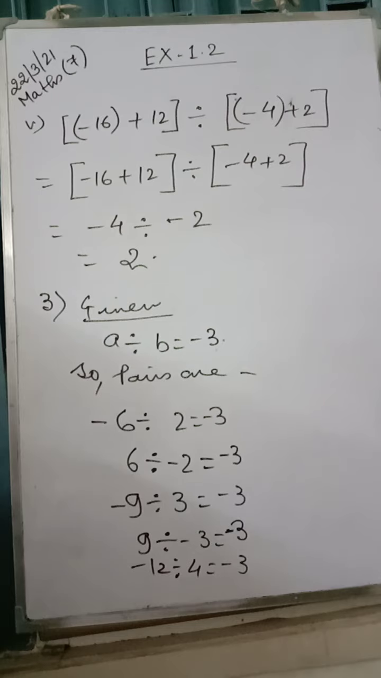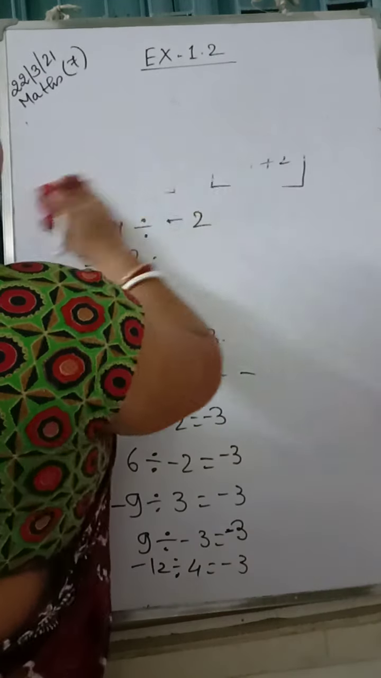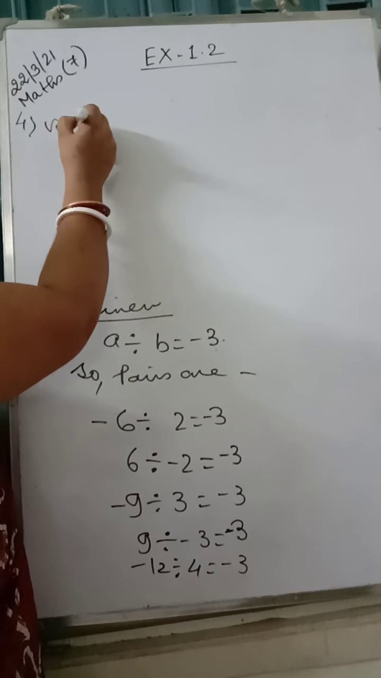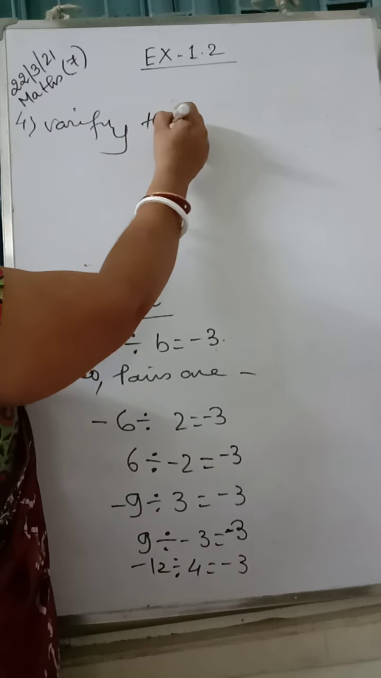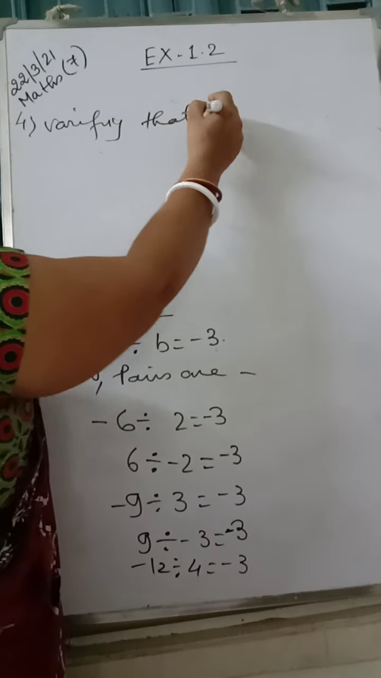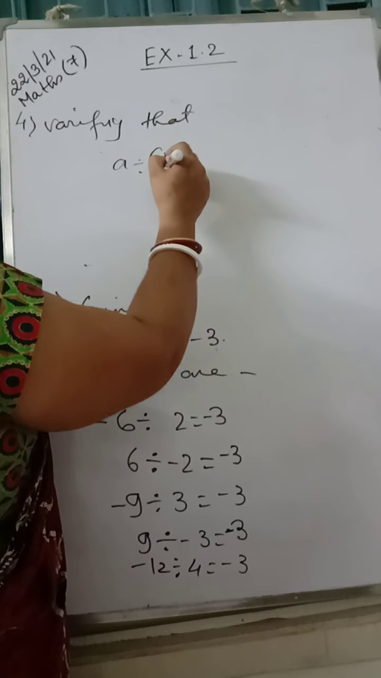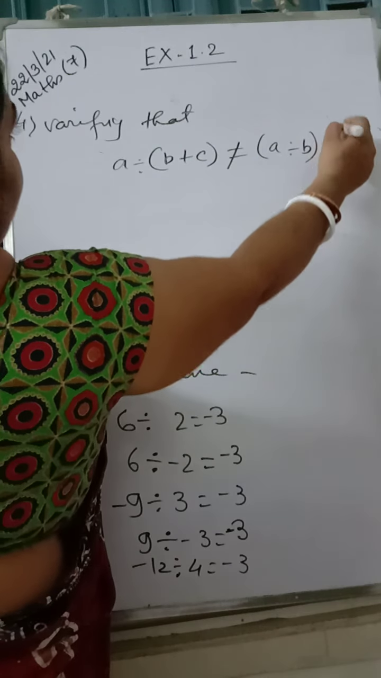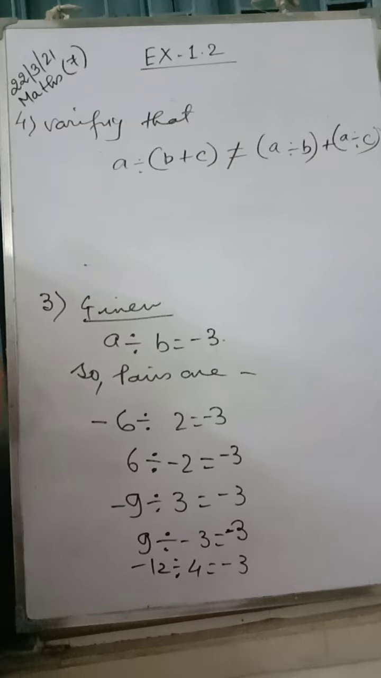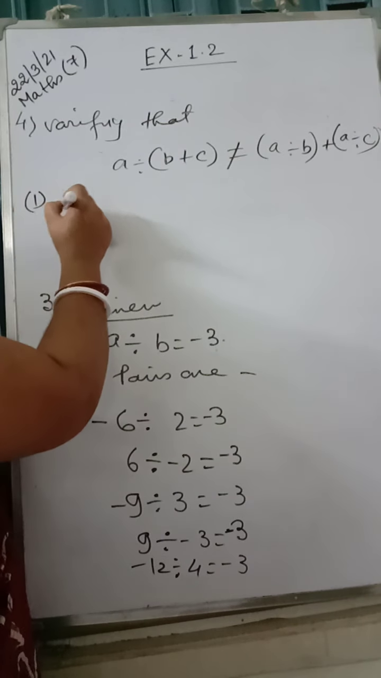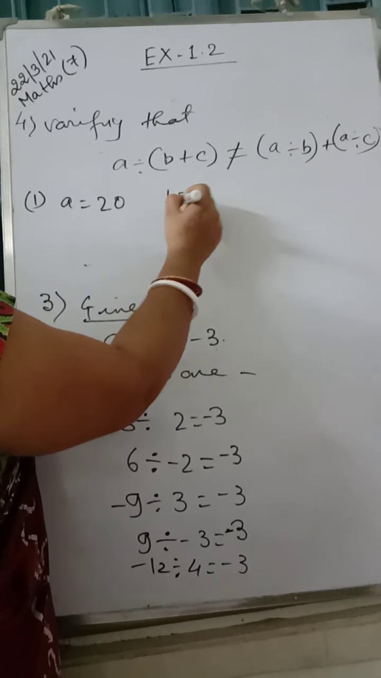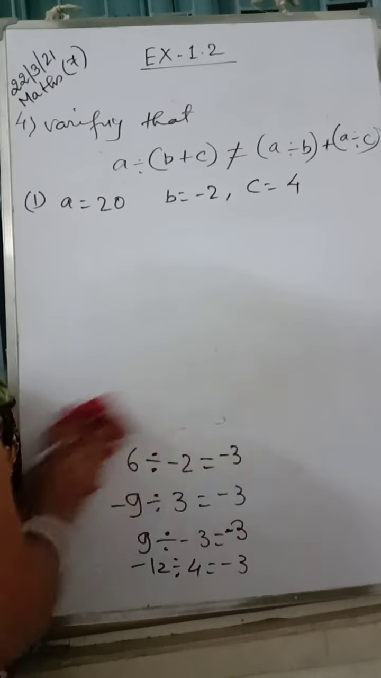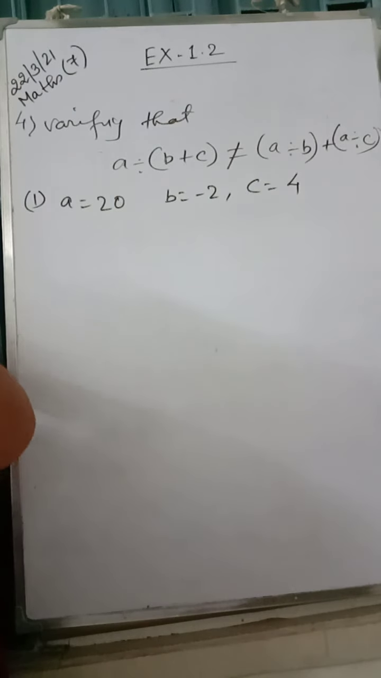Then question number 4, they have asked you to verify. Verify that A divided by (B plus C) is not equal to A divided by B plus A divided by C. You have to verify this. Given A is equal to 20, B is equal to minus 2, and C is equal to 4. So instead of A, B, C, we'll substitute the values.